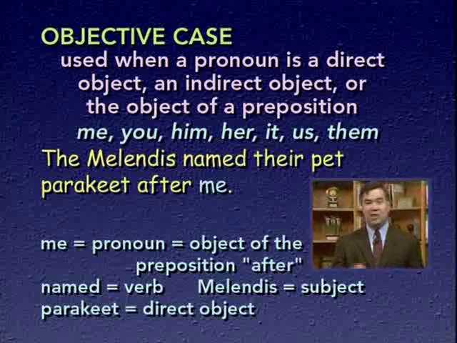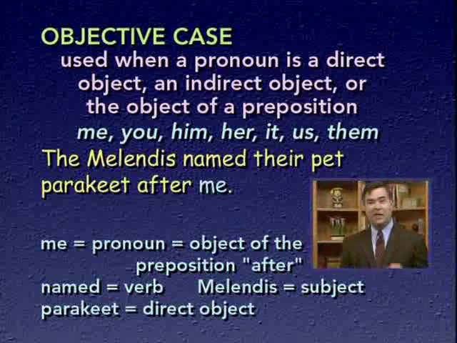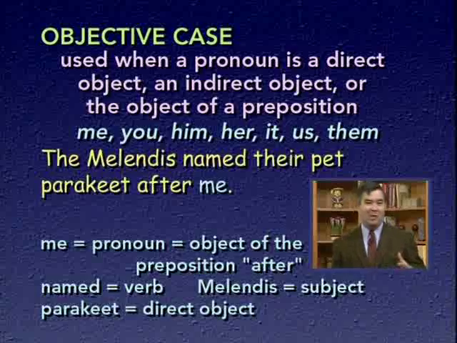After is the preposition. Me is the object of the preposition. And because the pronoun is being used as the object of a preposition, it should be in the objective case, as it is. So these 3 sentences illustrate the 3 different ways that an objective case pronoun ought to be used: as the direct object of the verb, the indirect object of the verb, or the object of a preposition.